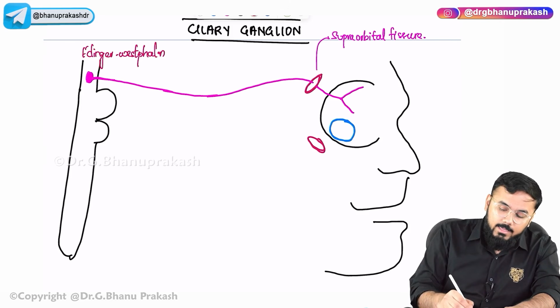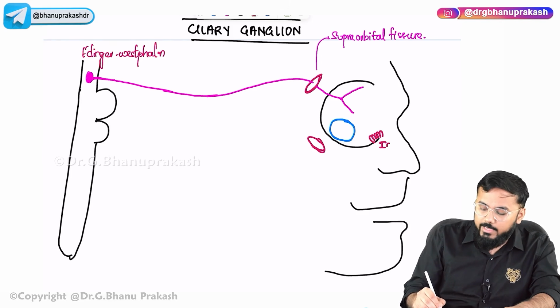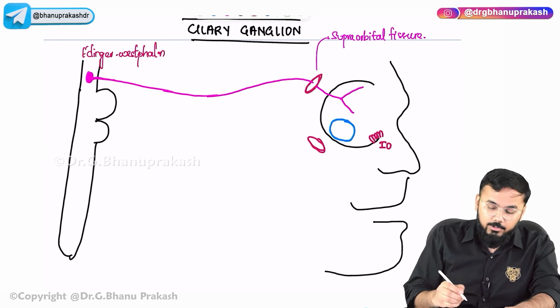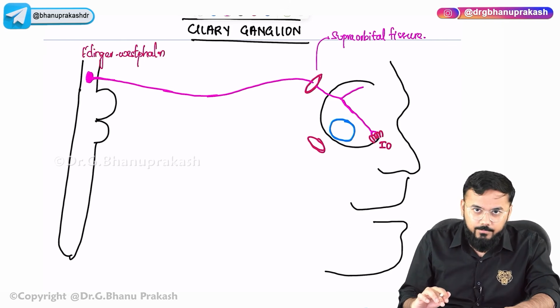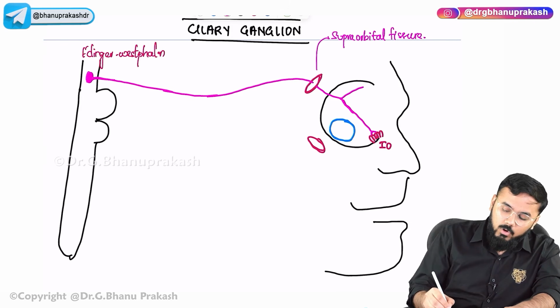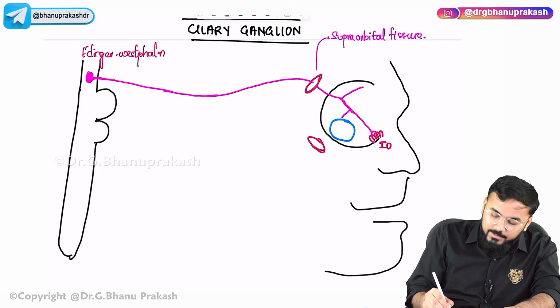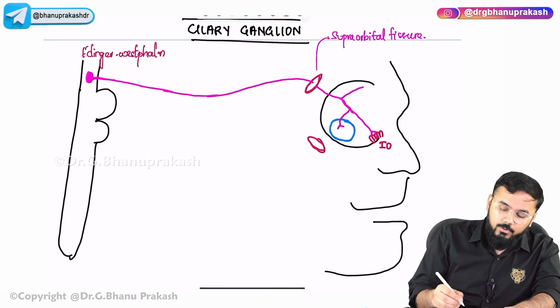Okay, and here in the eyeball you have got a muscle. This muscle is called the inferior oblique muscle. So this inferior division directly goes and supplies your inferior oblique muscle. After supplying that, this inferior division will give a branch which will enter into the ciliary ganglion. Now from here what is going to happen?